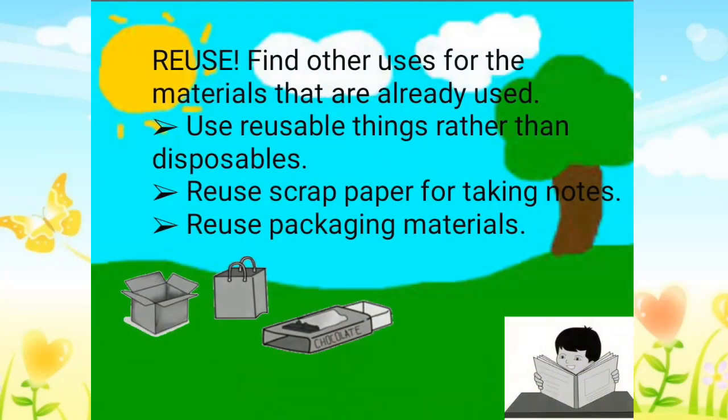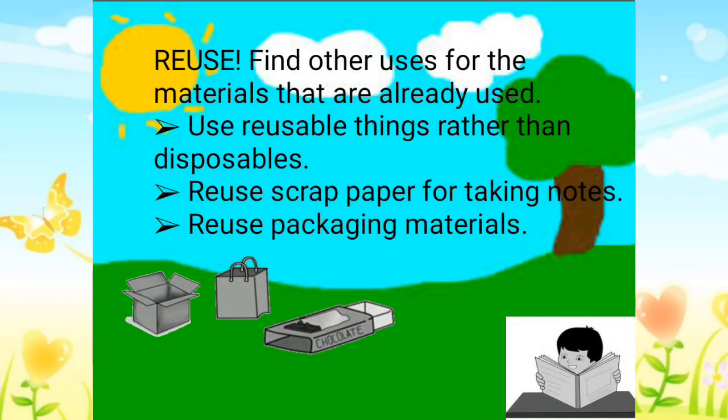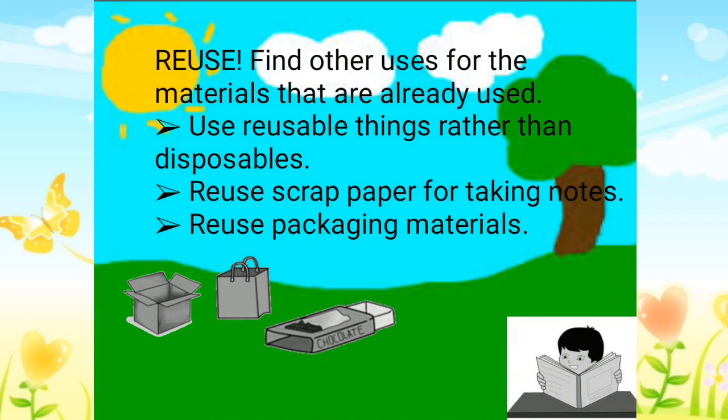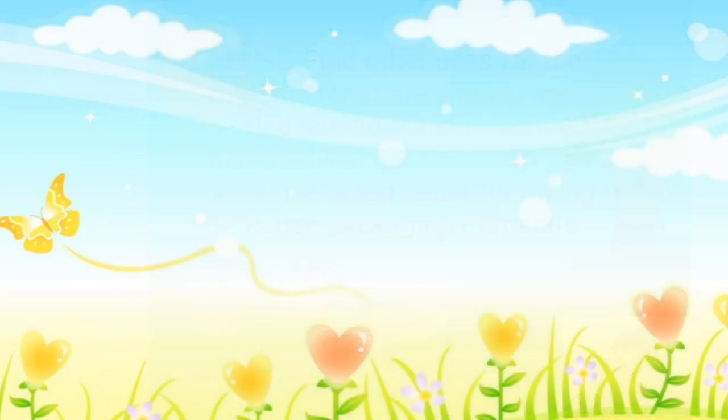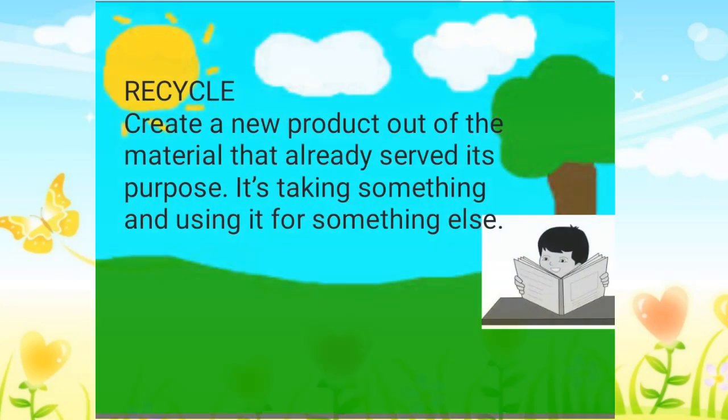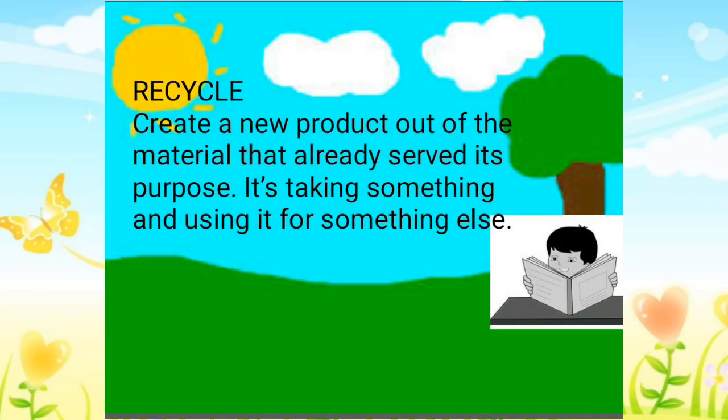Next is reuse. Find other uses for the materials that are already used. Then, use reusable things rather than disposable ones. Next, reuse scrap paper for taking notes. And reuse packaging materials. For recycle, create a new product out of the material that already served its purpose.